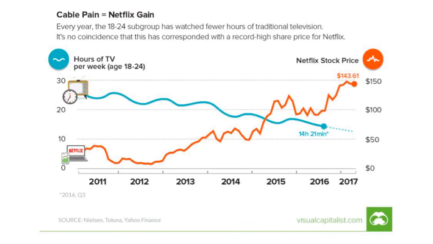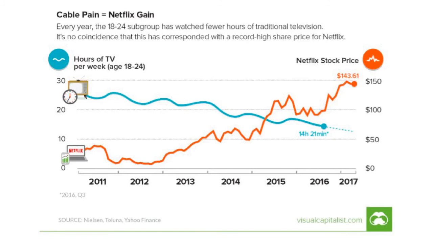Let's do another example together. First, we're going to ask ourselves, what is the topic of this graph? Well, let's look at the title first. The title of this graph is Cable Pain equals Netflix Gain. Every year it says the 18 to 24 subgroup has watched fewer hours of traditional television. It's no coincidence that this has corresponded with record high share prices for Netflix. So let's look at this graph.